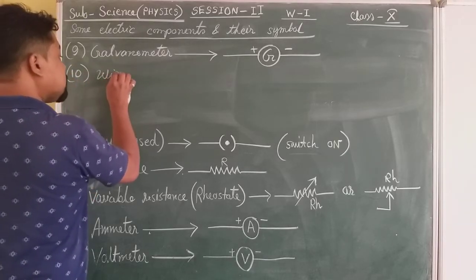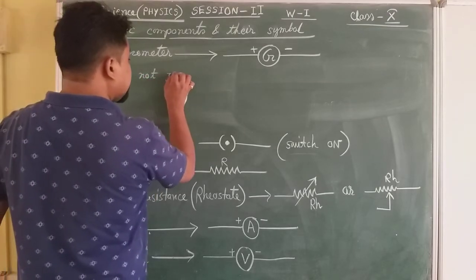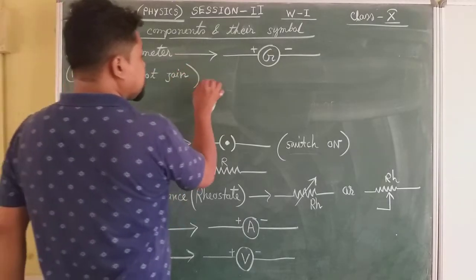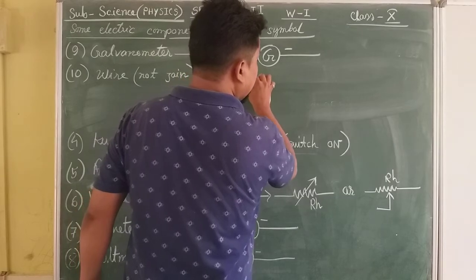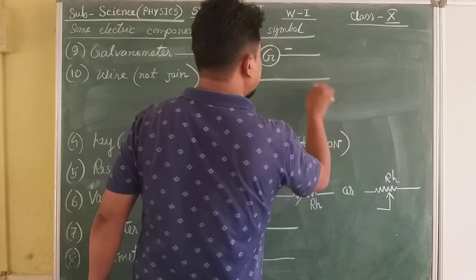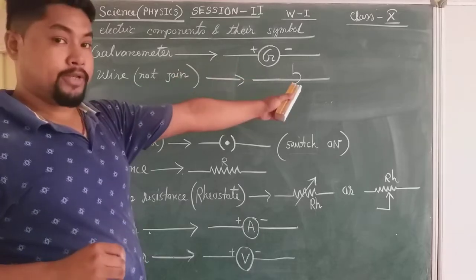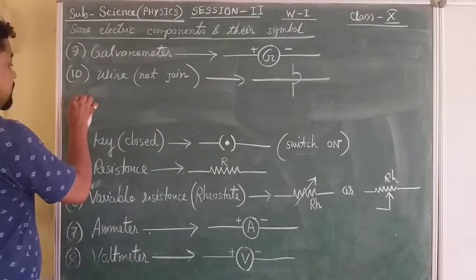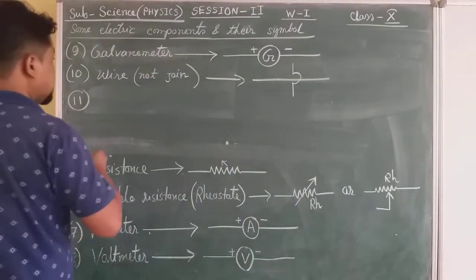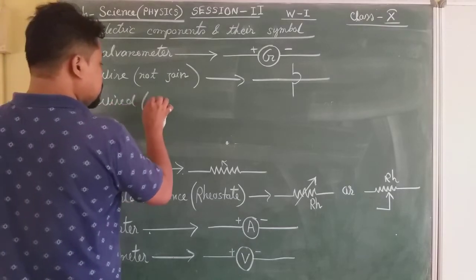Wire not joined. Wire not joined. This one like this. Wire not joined. Okay, number 11. This is the last electric component. Wire joined.